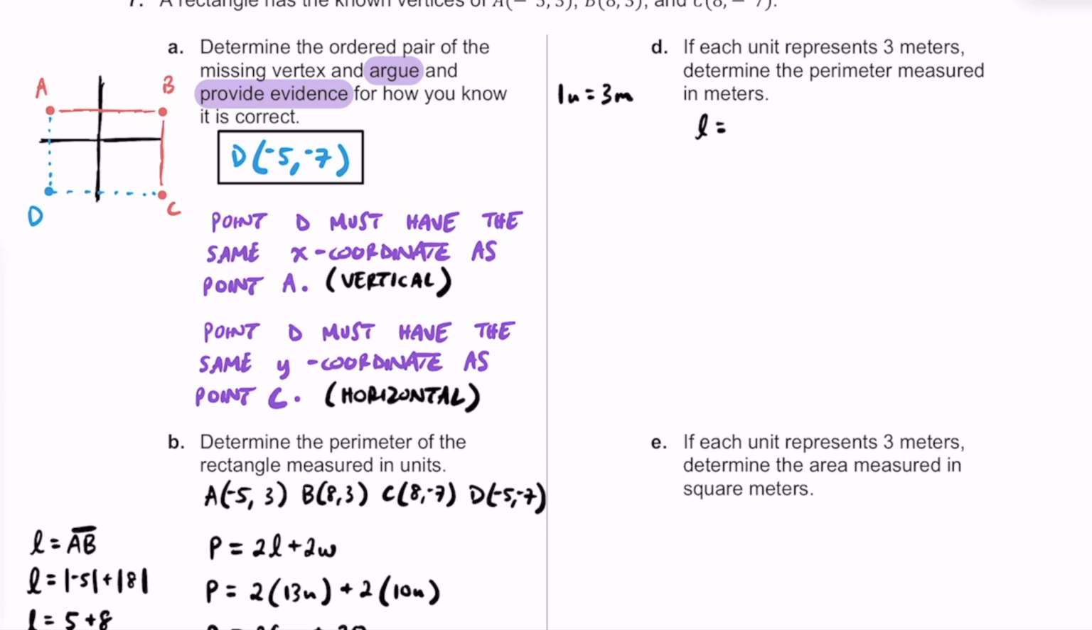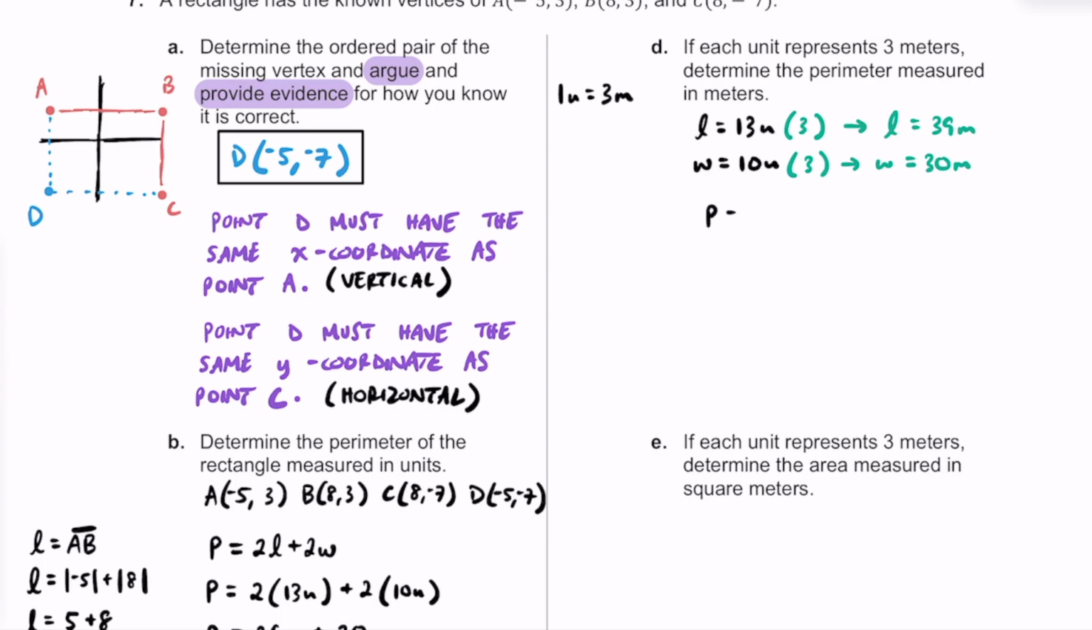Well, earlier we said the length of the rectangle was 13 units, and we knew the width of that original rectangle was 10 units. Since the conversion is that 1 unit is the same thing as 3 meters, we can multiply these by 3 to convert into meters. So our new length, 13 times 3, is going to be 39 meters. And if we take our width and multiply that by 3, then our new width is going to be 30 meters.